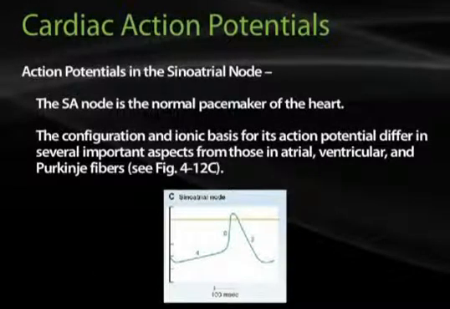The SA node, or the sinoatrial node, is the normal pacemaker of the heart. The configuration and ionic basis for its action potential differ in several important aspects from those in atrial, ventricular, and Purkinje fibers. This can also be seen in figure 4-12C, at the bottom of page 128. You can see the sinoatrial node has a different shape to its action potential than atrial, ventricular, and Purkinje fibers.